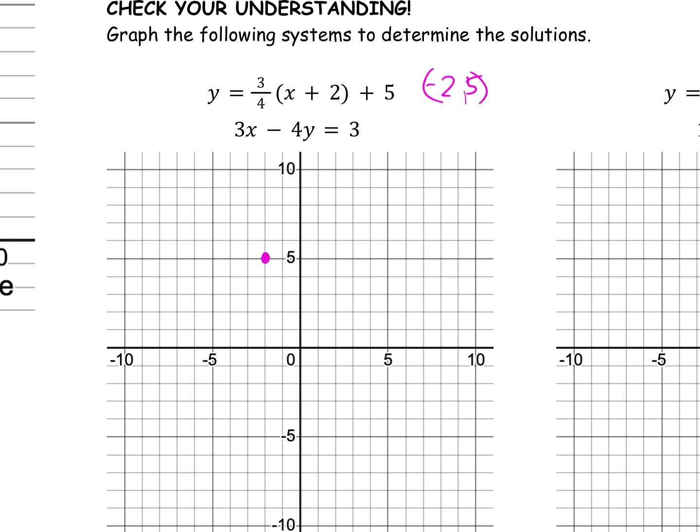I only got 1 point. It takes 2 points to make a line. So what do I do now? Rise 3, 1, 2, 3, run 4. Fall 3, go back 4.